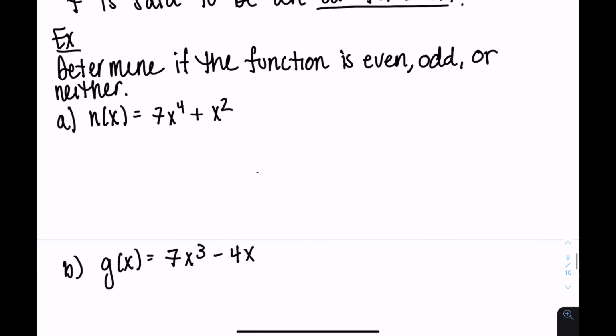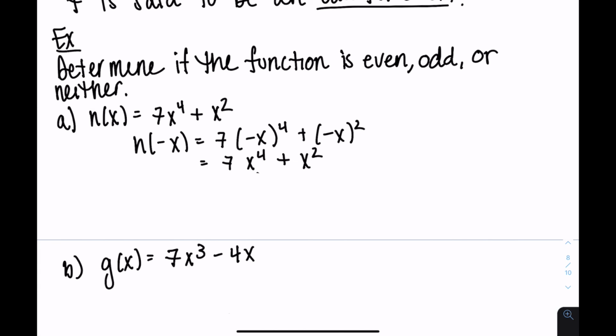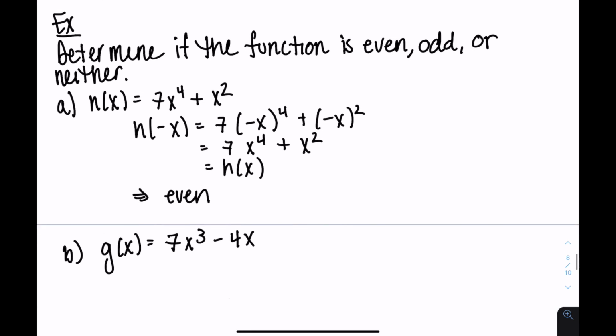So let's go ahead and determine algebraically if the function is even, odd, or neither. So what we're going to do is just evaluate this function at negative x. So I'm going to take 7, times negative x to the 4th, add negative x squared. Since both of those are even powers, those minus signs disappear, and you end up with exactly the same function in return. So this one is an even function.